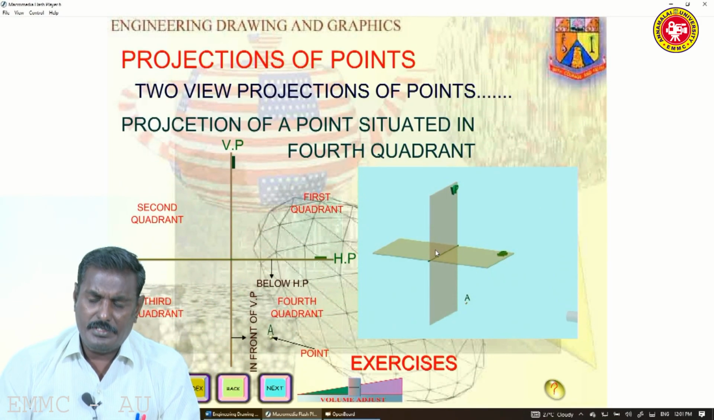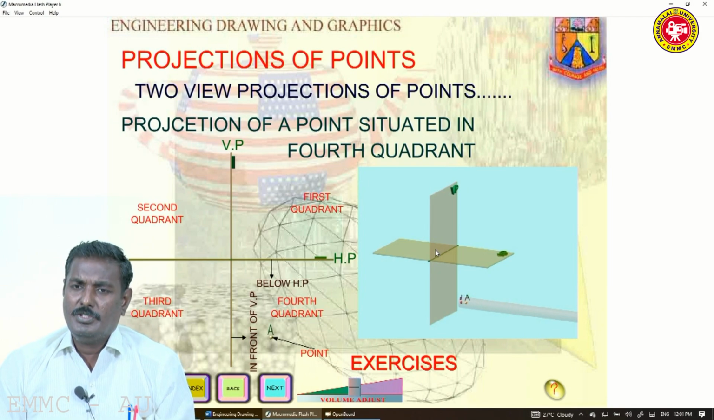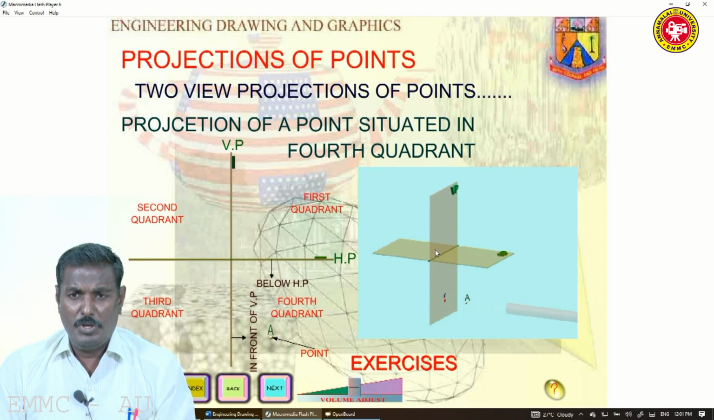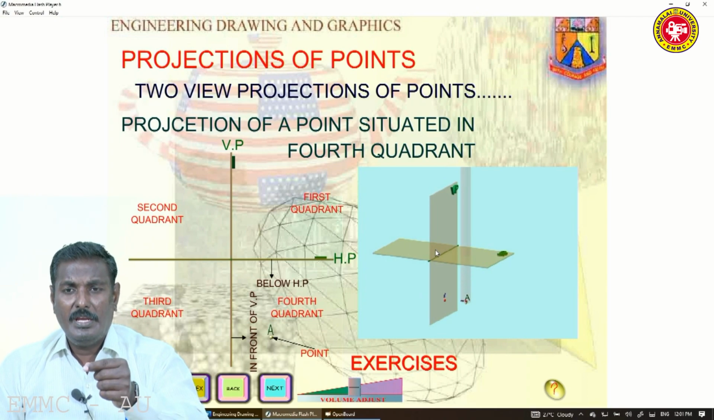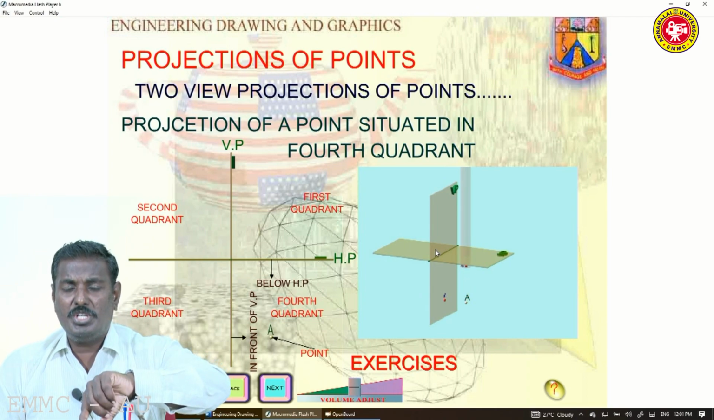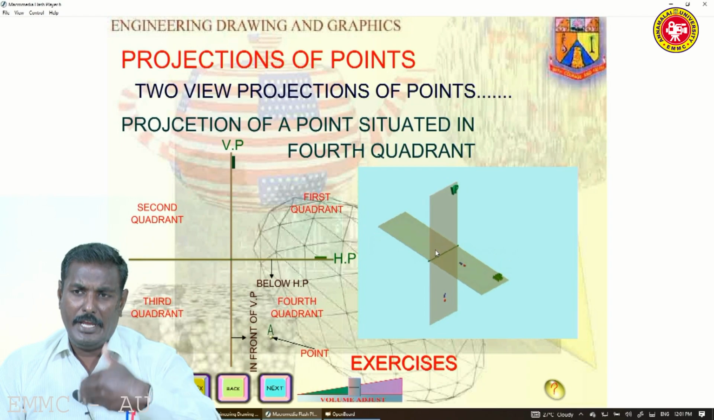Then the fourth quadrant: the point is below XY and in front of VP. You project the front view onto the vertical plane, that is below XY. The top view is projected onto the horizontal plane and, by a rotation of 90 degrees, it is again positioned onto the vertical plane below XY. So both views are represented below XY.